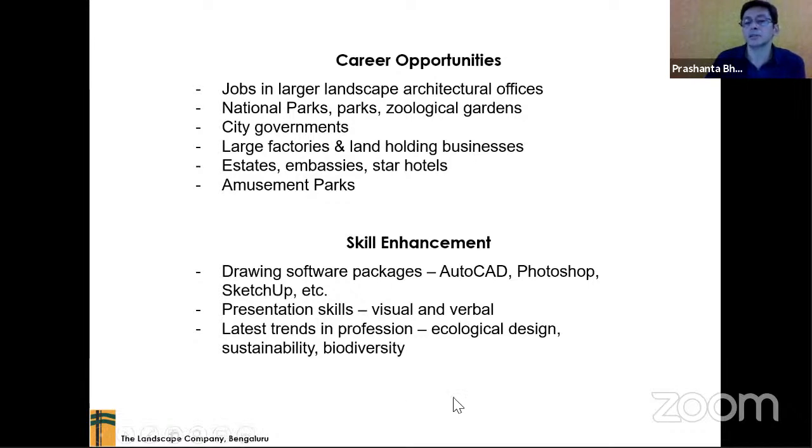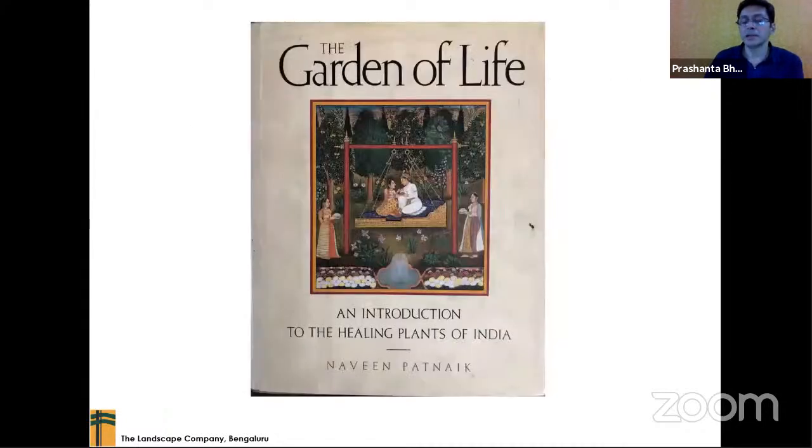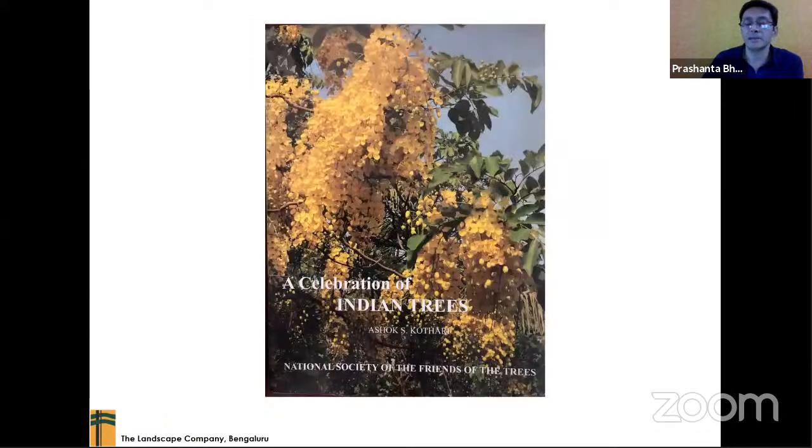And as I said, ecological design, sustainability, and biodiversity are most important right now. They're catchwords and catchphrases that everybody, even clients, are demanding. Native plants, there are numerous resources. This is one of my favorite books by Naveen Patnaik about the healing plants in India. It's amazing what kind of plants we have in our country because of the climate that we have and the diversity of plant materials. So please understand some of these things, and you probably can tell me and teach me some of these things.